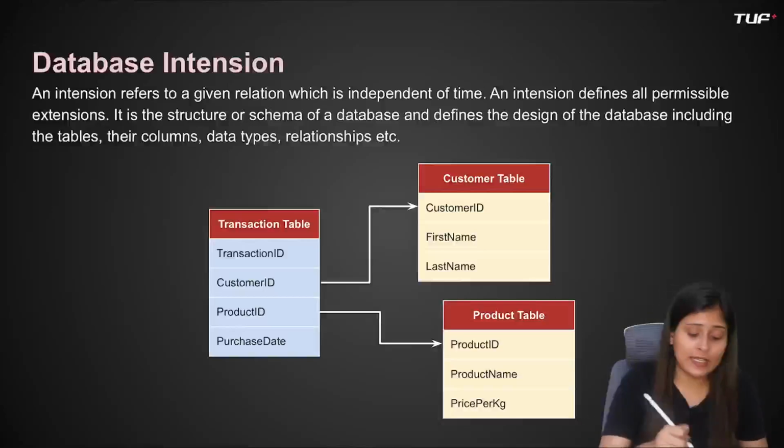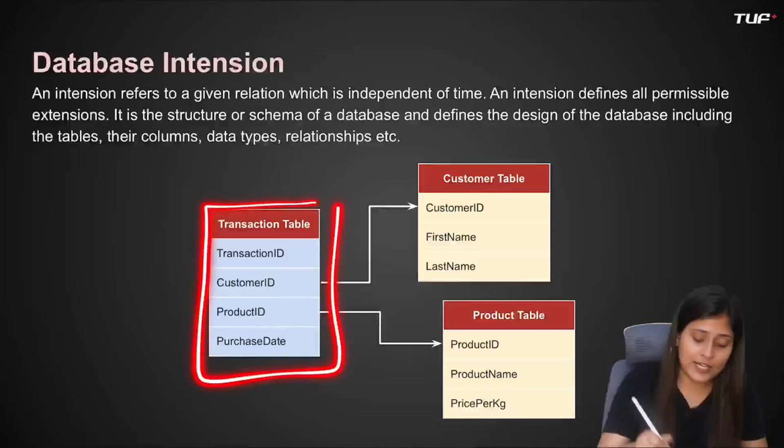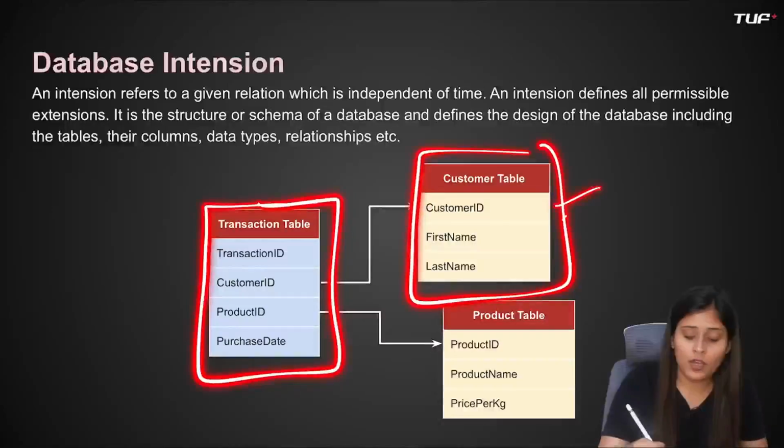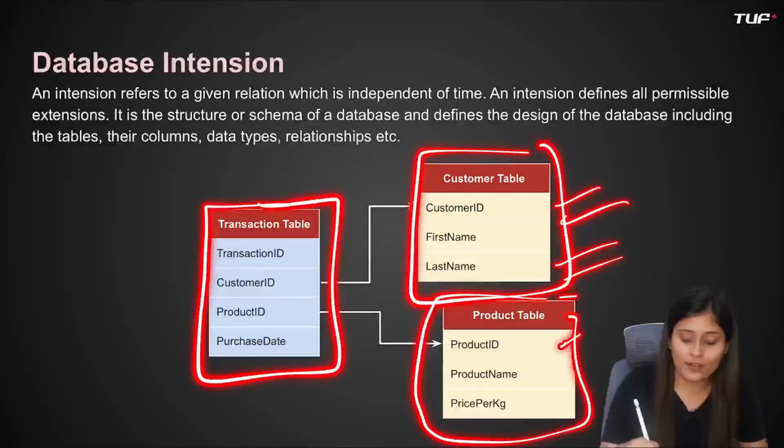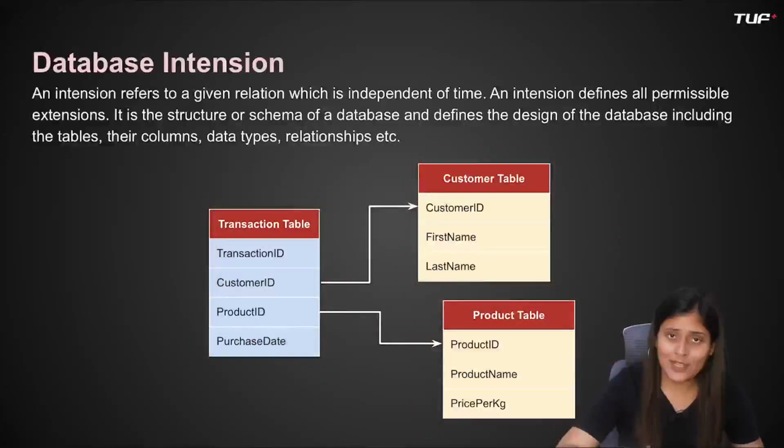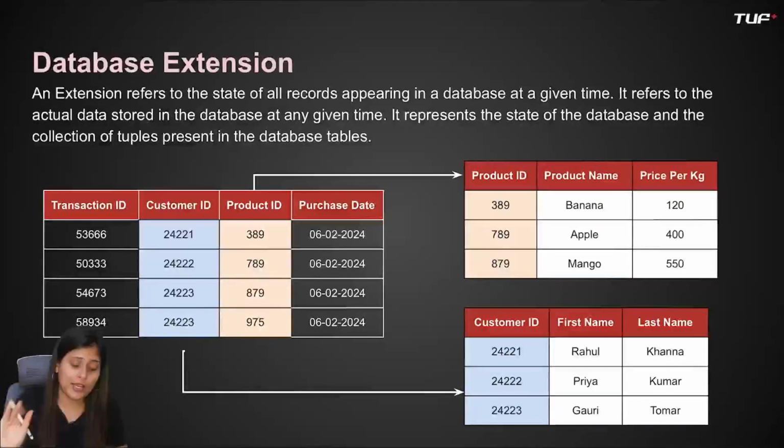So how does it basically look? Let's suppose we have a transaction table, a customer table with their own attributes, and a product table with their own attributes. This is called the database intention, where we are not defining the data as per the exact time or the actual data. But in case of database extension, it refers to the state of all records appearing in a database at a given time.